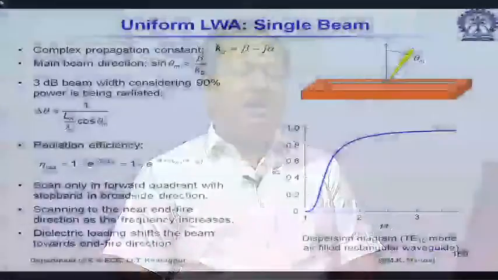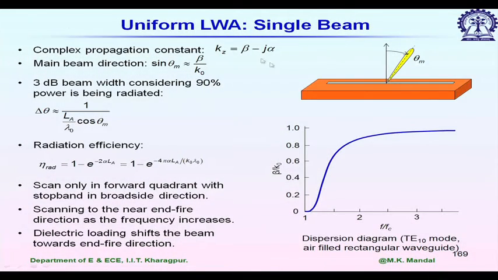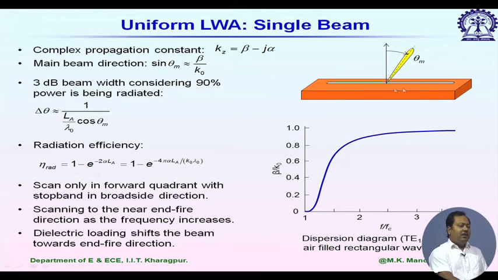Okay, so let us continue with uniform leaky wave antenna. Now, how to feed this antenna structure? We have two open ends, left hand side and right hand side. So, usually we place our source on the left hand side, and the right hand side will be match terminated.